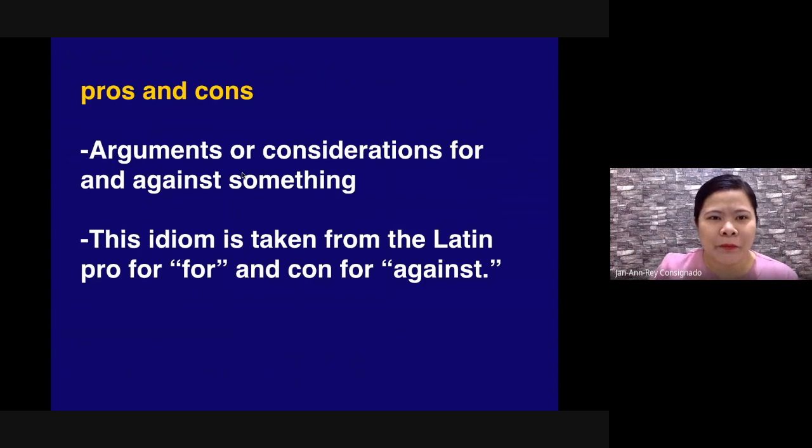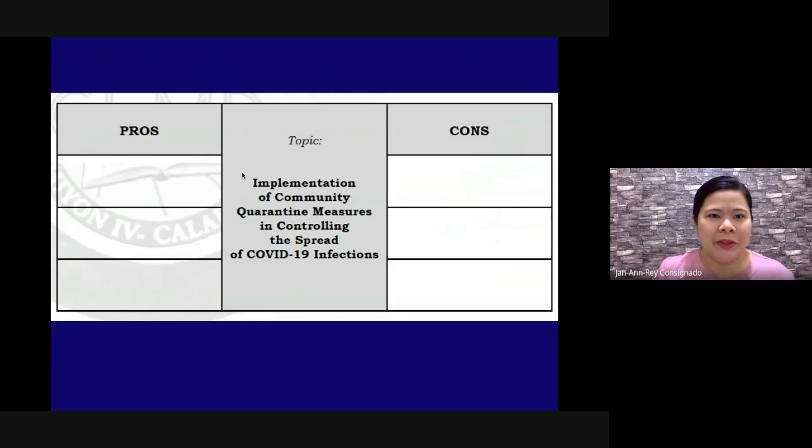Cons. Okay, first, let us discuss the meaning of pros and cons. Arguments or considerations for and against something. Another meaning is this idiom is taken from the Latin pro for and con for against. Okay? So when we say pro, it means for. When we say con, it means against. Once again, the first column has to do with pros, then the last one, the cons. What's your opinion about the implementation of community quarantine measures in controlling the spread of COVID-19 infections? Our topic is very timely.